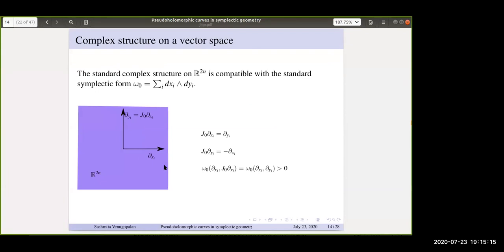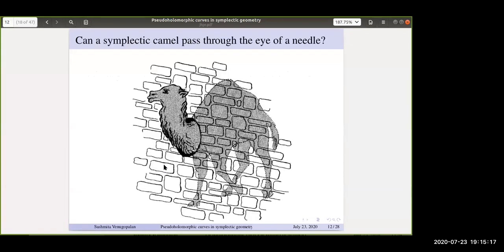Another way of saying this is that a symplectic camel cannot pass through the eye of a needle. If it was a camel which only has a volume form, not a symplectic form, then you can squeeze it and transform it through volume preserving diffeomorphisms, and it can go through shapes which can pass through the eye of the needle. But with the symplectic form, Gromov's theorem says that you cannot do this.